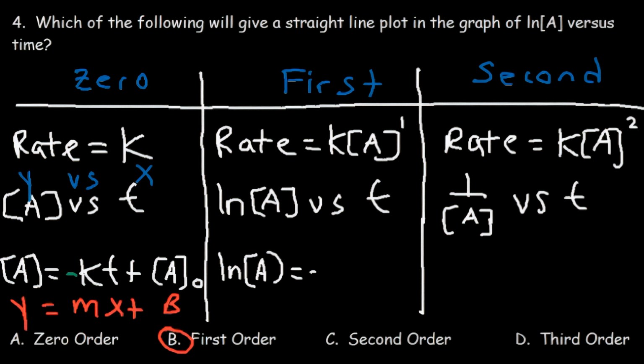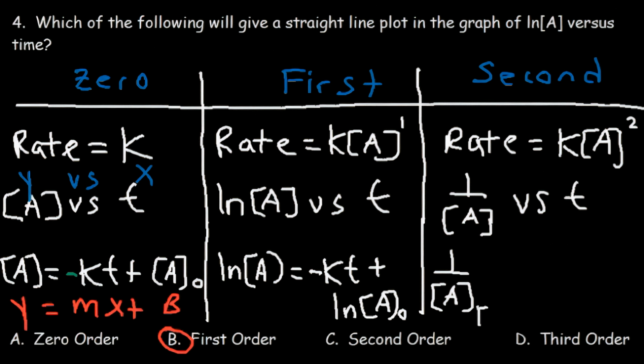So ln A is equal to negative kt. The negative means that the concentration of A is decreasing over time. So it's negative kt plus the natural log of A initial, or the initial concentration of A. Now, for a second order reaction, the equation that you need looks like this. It's 1 over A final, I'll put F for final, is equal to positive kt plus 1 over A initial.